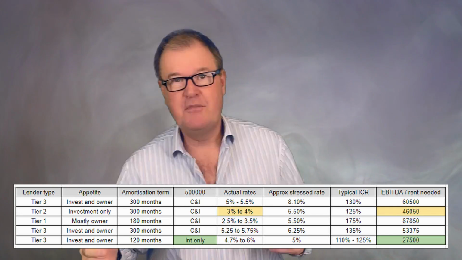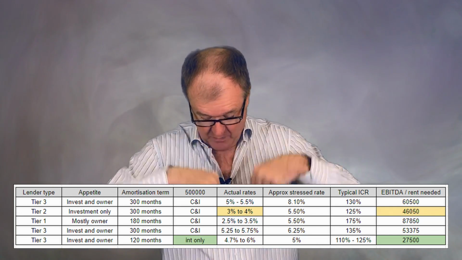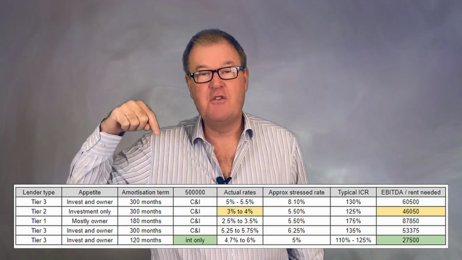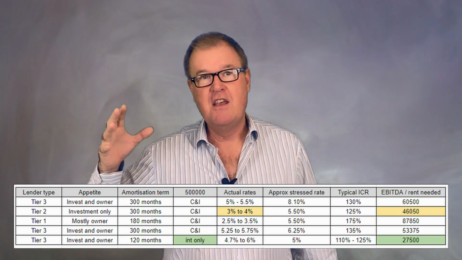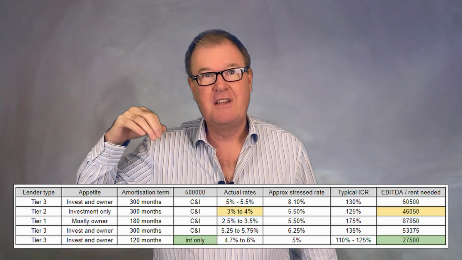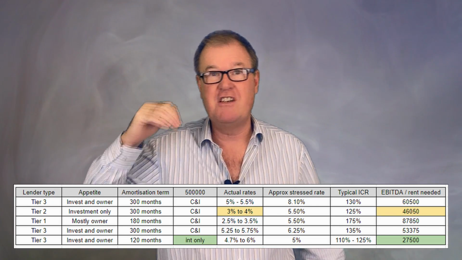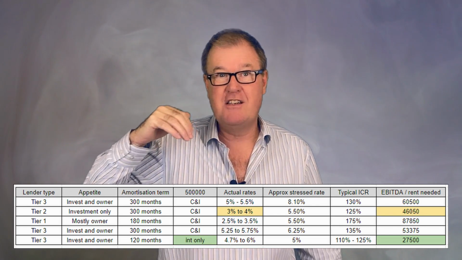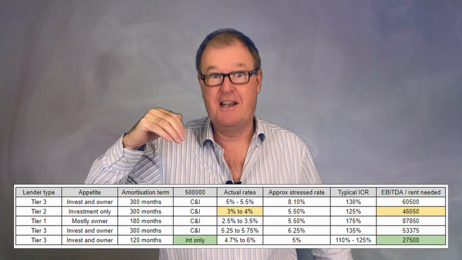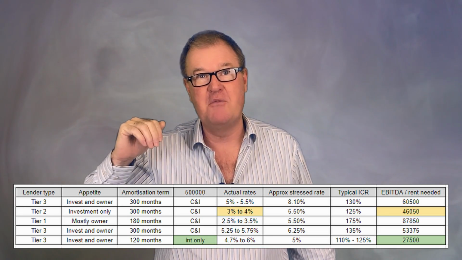So you should see now, pop in your screen somewhere here, a chart. If I just explain this to you. Firstly, we've got the lender type. That's the type of lender. Tier 1 high street, tier 2 just below high street, tier 3 specialist. There are tier 4s in my mind and tier 5s, but I'm not going to go there at the moment.